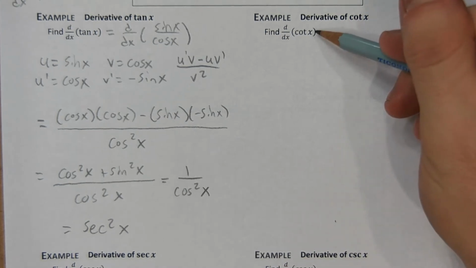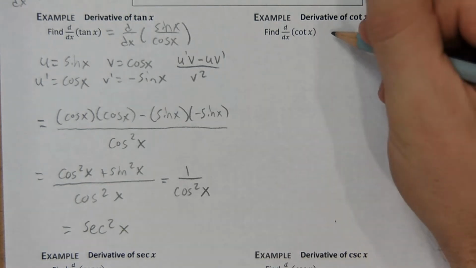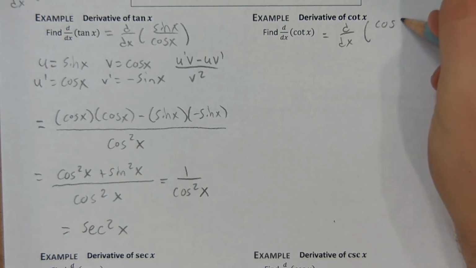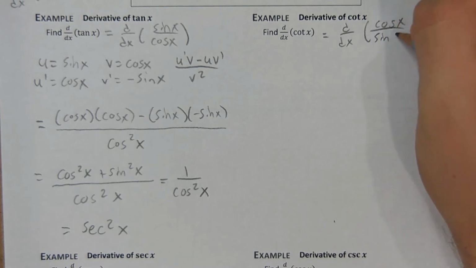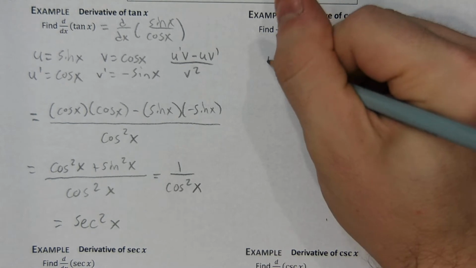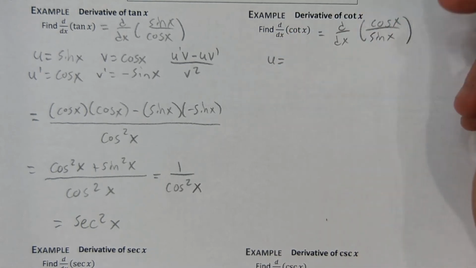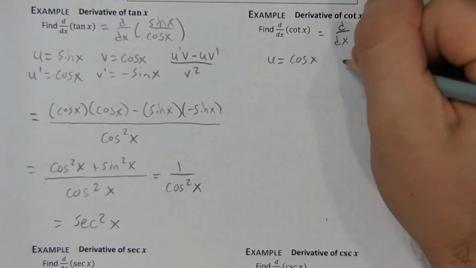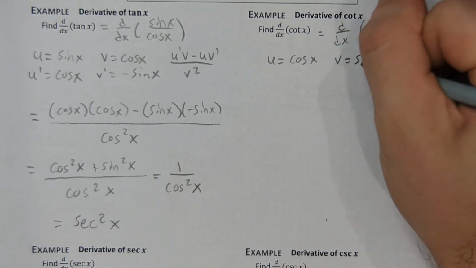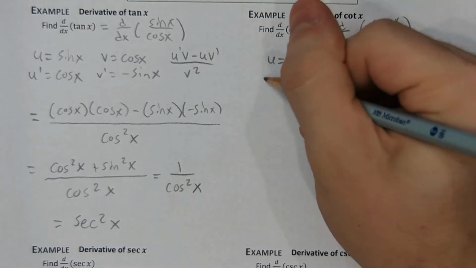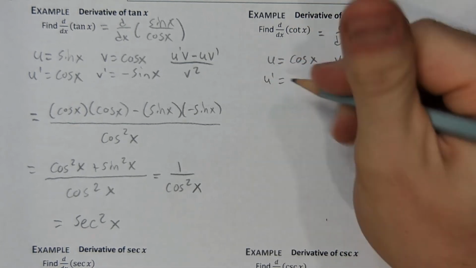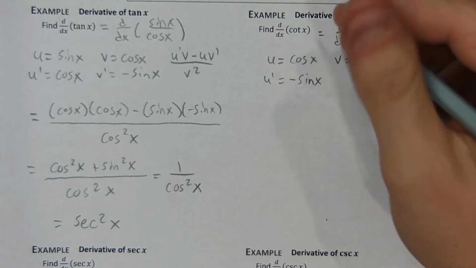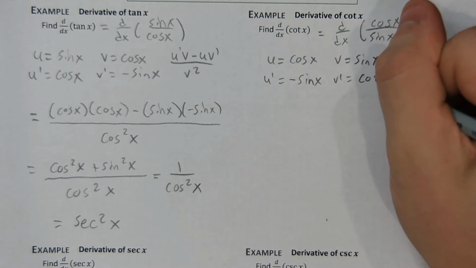Instead of saying cotangent x, let's say cosine x over sine x. And u is equal to cosine of x. She's chuckling again. I'm going to come unglued. And v is sine of x. u prime is the derivative of cosine x, which is negative sine x. Stop it. And v prime is cosine x.